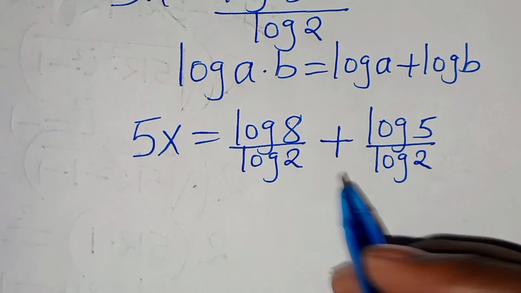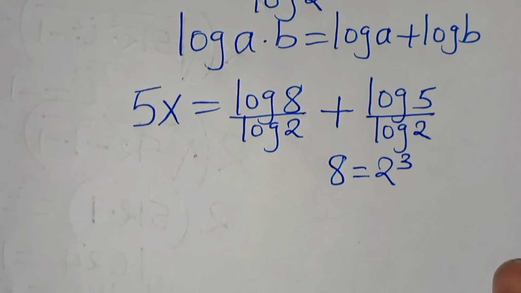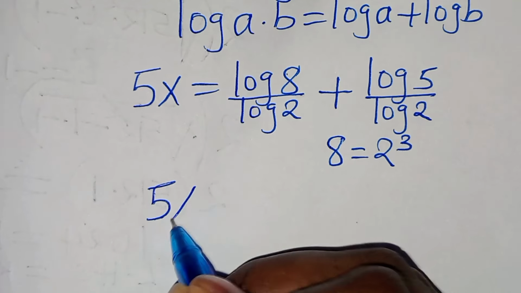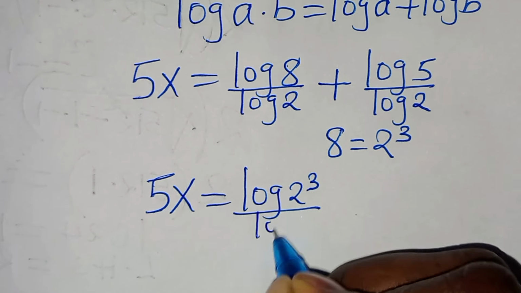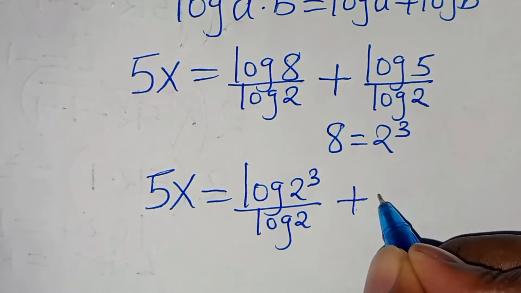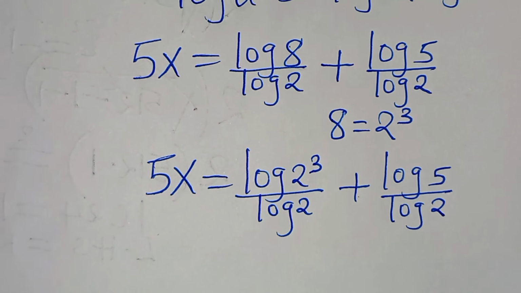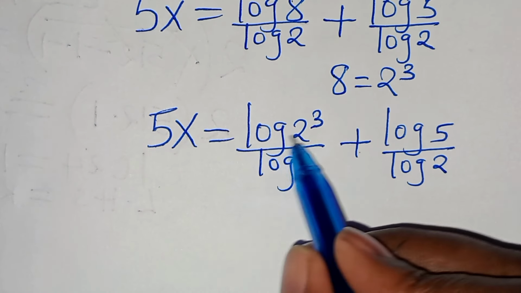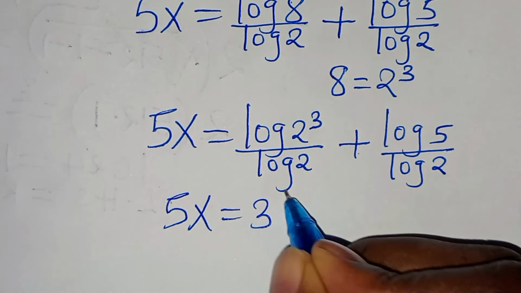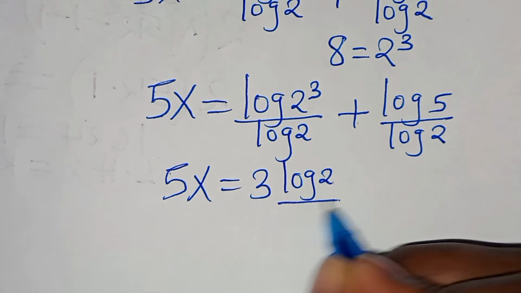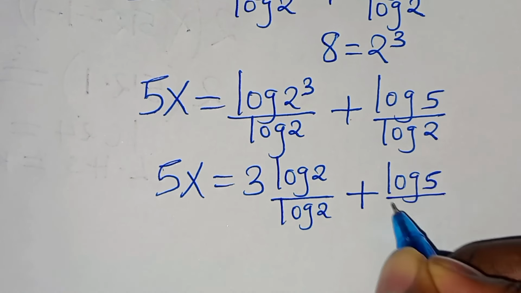Now, the next step is that we can express 8. This is the same thing as 2 to the power of 3. So we have 5x. This is equal to log 2 to the power of 3 divided by log 2. Then plus, here we have log 5 divided by log 2. The next step is that we apply the power rule property here. Log 2 to the power of 3 becomes, this is the same thing as 3 log 2 divided by log 2. Then plus, this is log 5 divided by log 2.